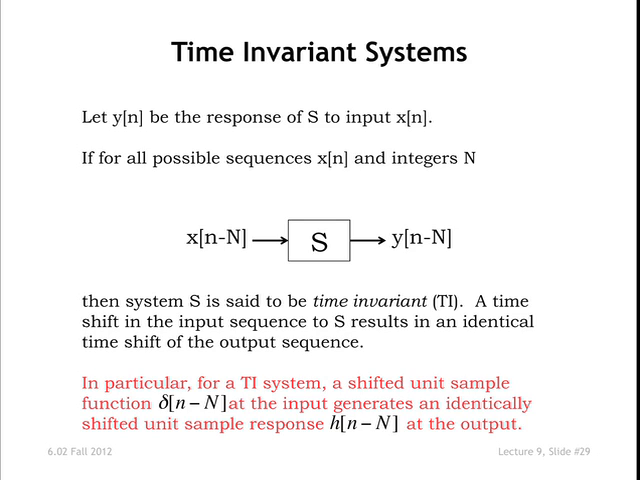So it's a system where if you delayed the input by some capital N, the response is the response you had previously, but just delayed by the same amount. So a time invariant system is one where the response doesn't depend on absolute position on the time axis. If you shift the input by some amount, you get the same response, but shifted by that same amount. So it's a very easy idea.